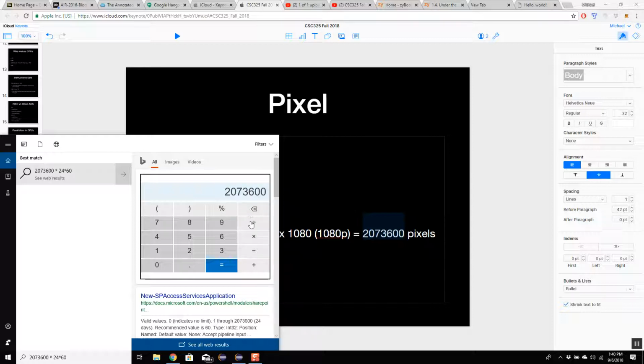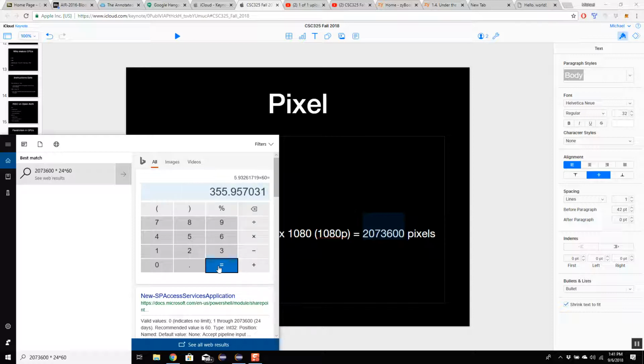2,073,600. That's the number of pixels. Each pixel is going to be 24 bits, right? All right, so that's the number of bits for a single screen. Divide by 8, that's the number of bytes for a single screen. Divide by 1024, that's the number of kilobytes. Divided by 1024, that's the number of megabytes. Okay, that's for a single screen, times 60 is frames per second.